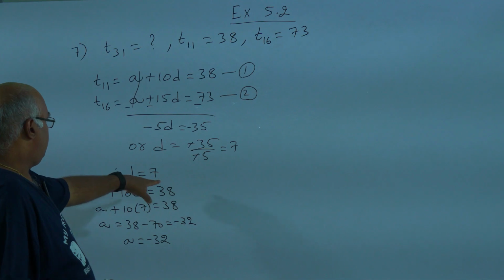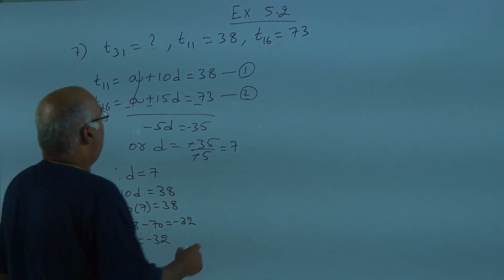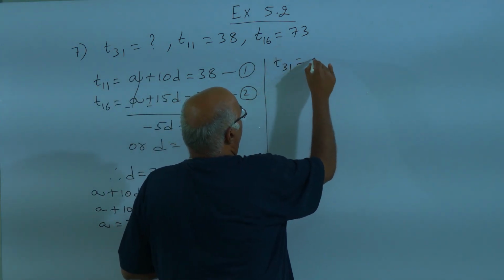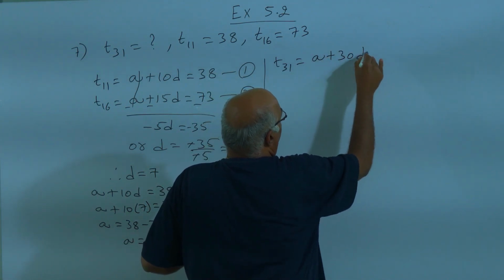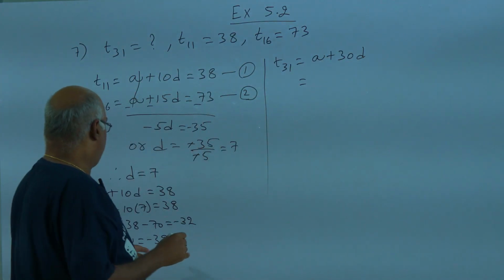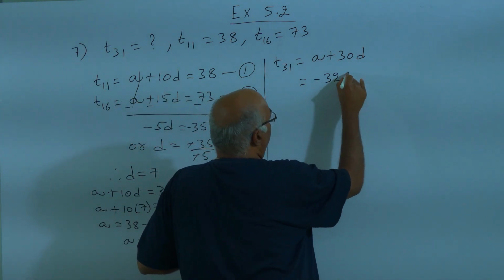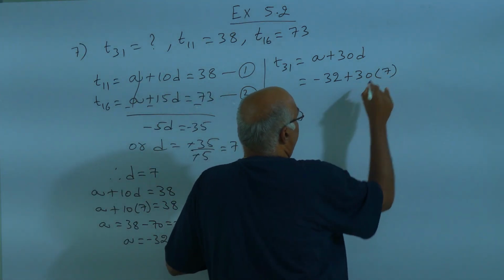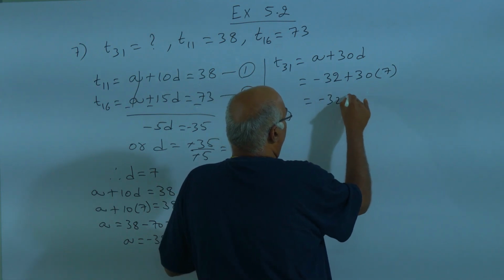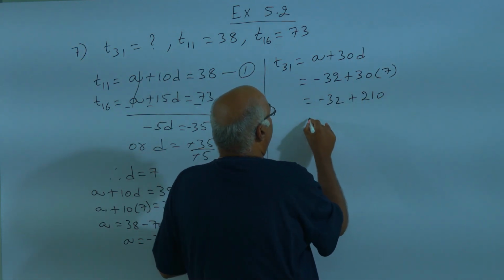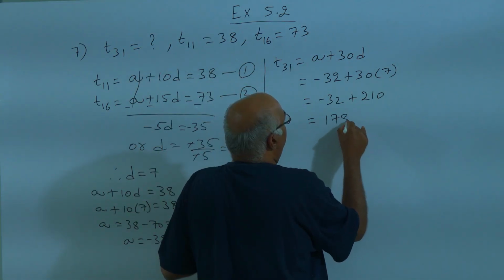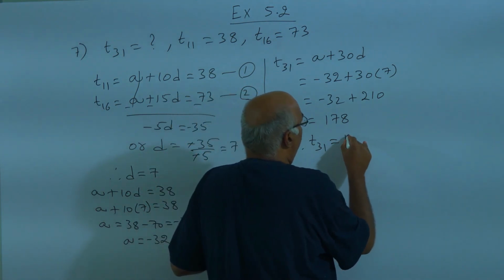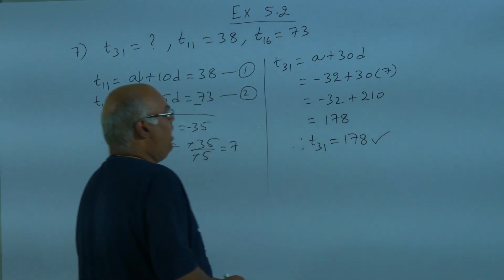Now we got the value of d is equal to 7 and the a value as minus 32. Now we have to find the 31st term. T31 is equal to a plus 30d. So this is equal to, a is nothing but minus 32, minus 32 plus 30 into d value, which is 7. So this is equal to minus 32 plus 210. So this is equal to 178. Therefore, T31, that is the 31st term, is equal to 178. This is the required answer.